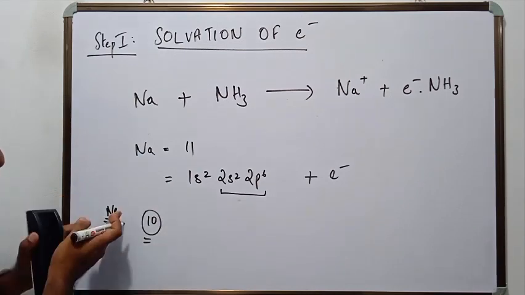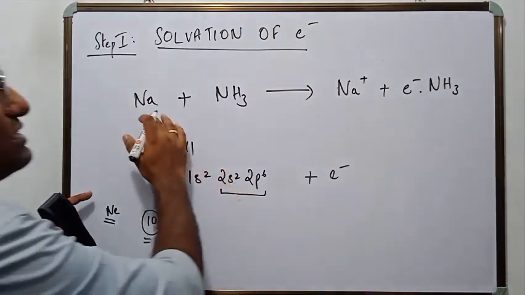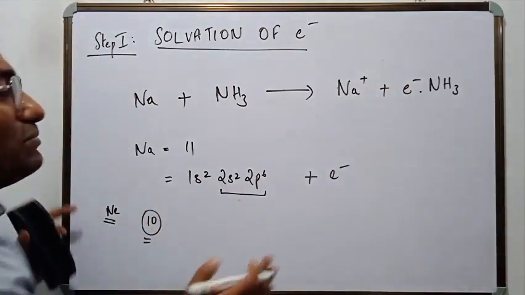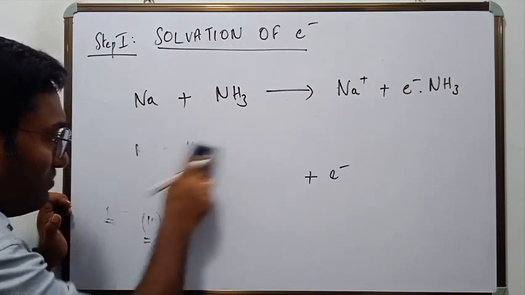So by attaining this configuration, it becomes stable. So for sodium, it is a stable situation. If sodium dissociates, it becomes Na plus, it becomes stable. Correct? Now let's forget about this sodium.